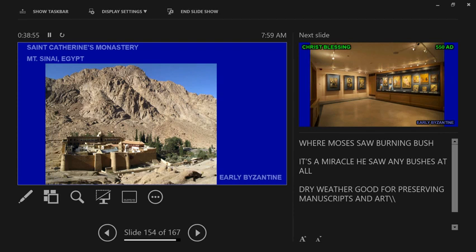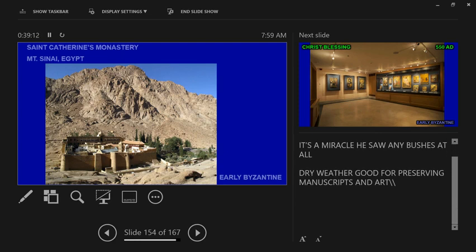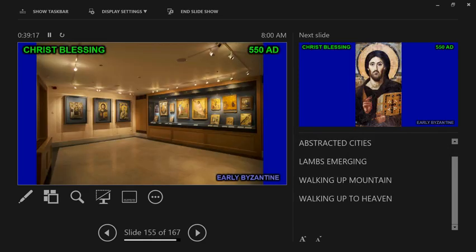We're going to go to St. Catherine's Monastery in Mount Sinai in Egypt. This is the location where Moses saw the burning bush. And one of the art historians I saw said it was a miracle he saw any bushes at all. All right. There's very dry weather there for preserving manuscripts and art. And in their museum that they have there, they have one called Christ Blessing. And it's the one in the center here that we will look up.